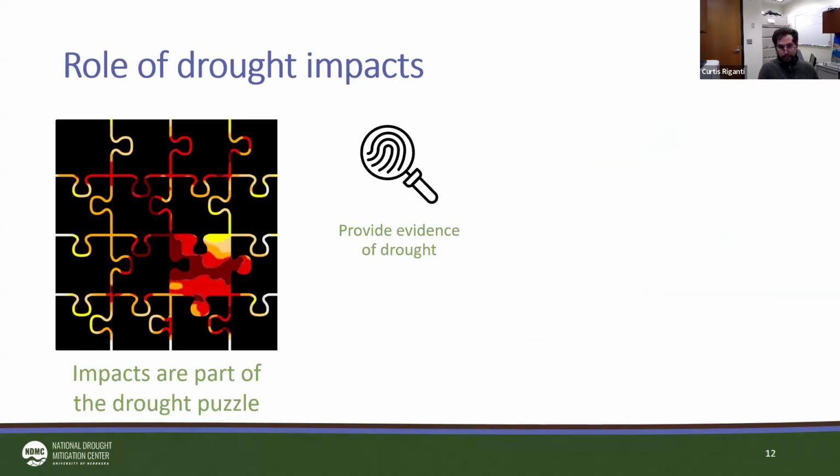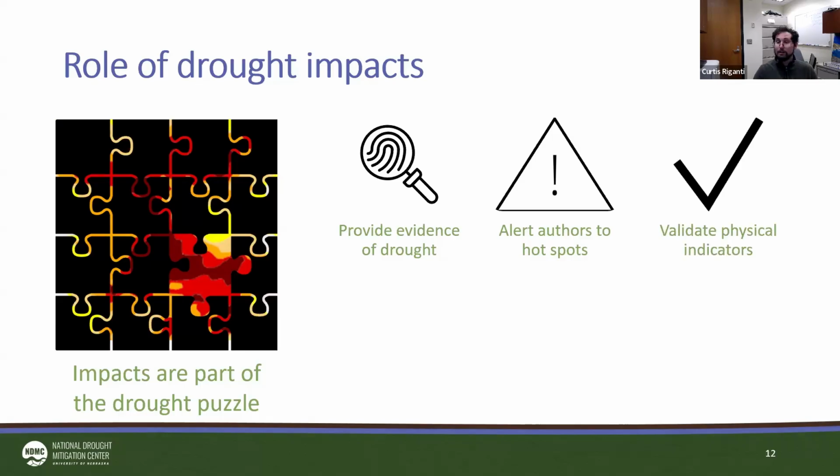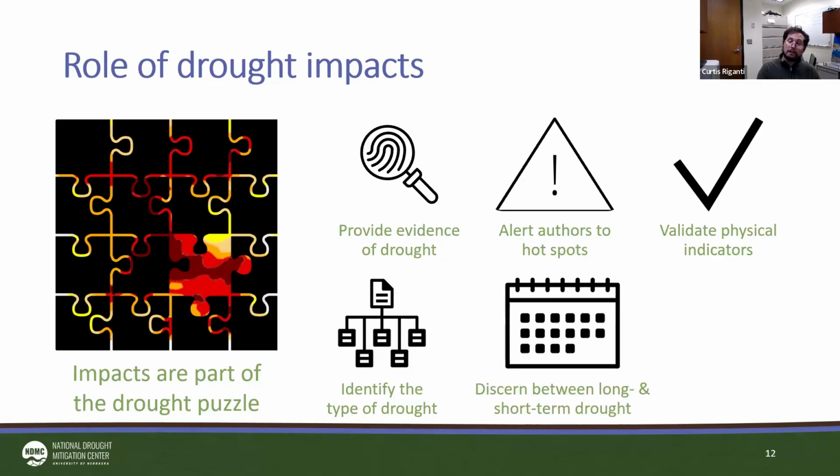Impact reports provide evidence that drought is occurring or is not, can help alert the national authors and people on a more local level to hotspots that may need additional analysis, and can help us validate physical indices and indicators that we look at. You can think of it as we're basically using impact information to critically analyze the mathematical data. It can help us identify the type of drought that's going on, or maybe there are multiple types of drought going on at the same time, by knowing how it's impacting people.